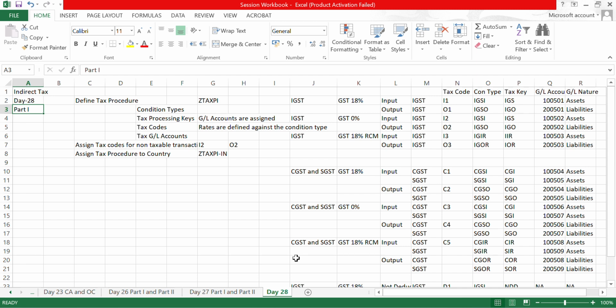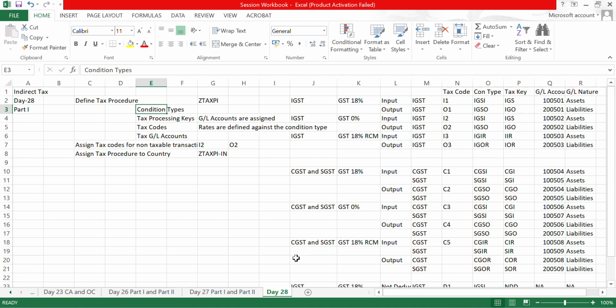Under the tax procedure, we have these four specific items which you need to understand. First is the condition types, second is the tax processing keys, third is the tax codes, and fourth is the tax GL accounts. Let us try to understand one by one for each of these.